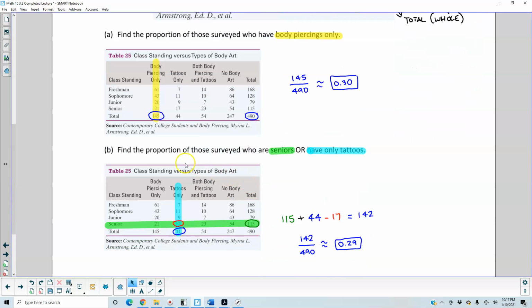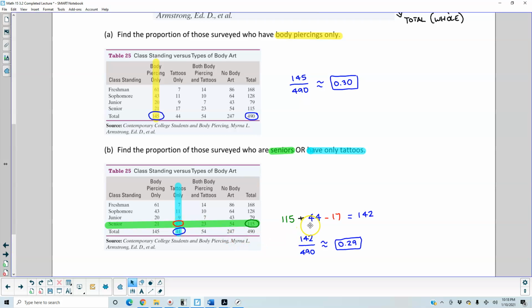Part B. Find the proportion of those surveyed who are seniors or have only tattoos. So let's take a look at this scenario. We got to be careful in this example. Okay, what do we know first? Well, we know that there's how many seniors? Well, if we look at the total amount of seniors, we have 115. Okay, and when you add those 115, you're including this 17.